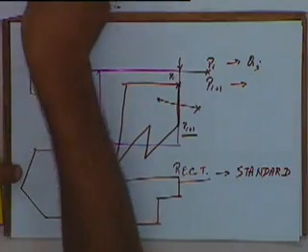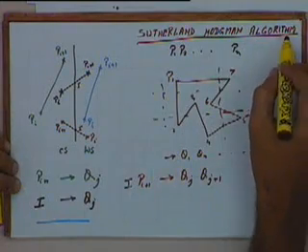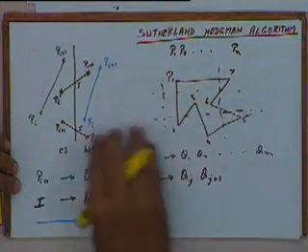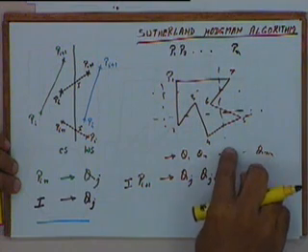Some algorithms are suitable for convex boundaries only, for example the Sutherland-Hodgman algorithm. We are clipping this polygon first with respect to one edge, then with respect to a second, and so on.